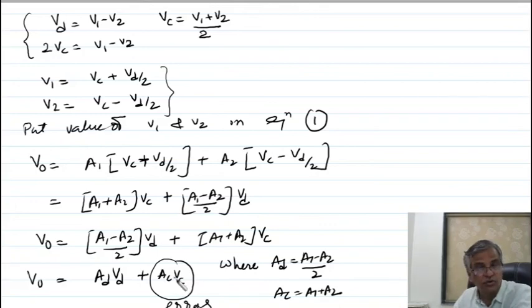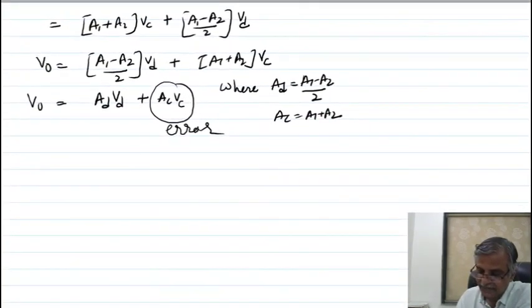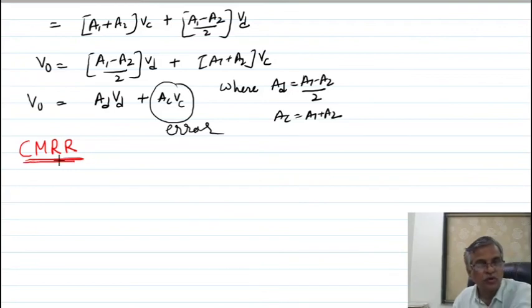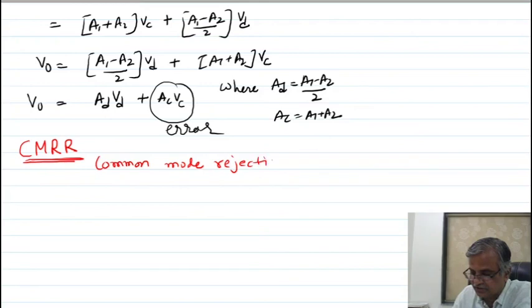Now the question is that you want to remove this error. This should not be present, because due to the error, you will get a wrong output. So what is the way to remove this error? I am defining another parameter, the common mode rejection ratio.